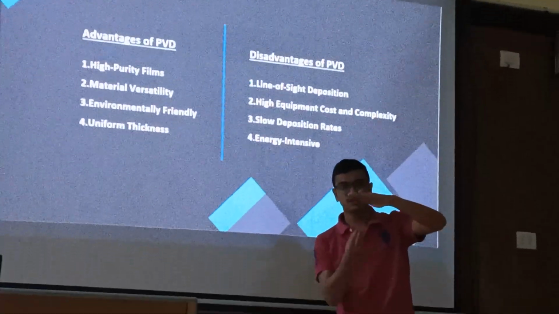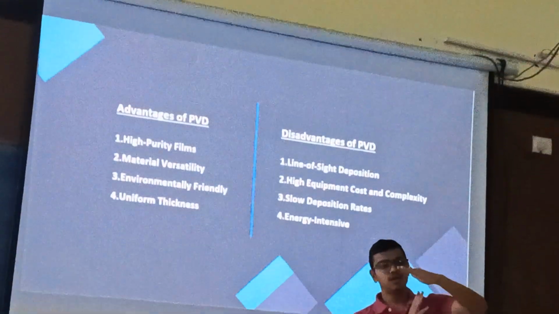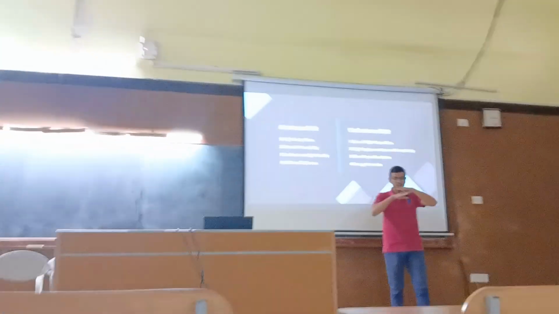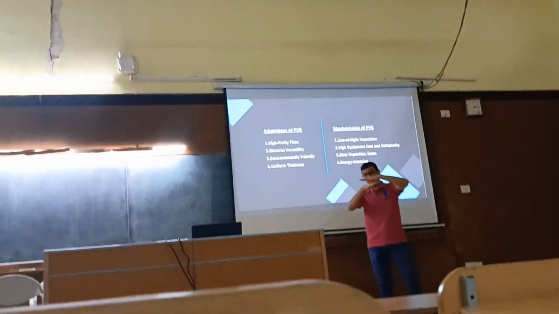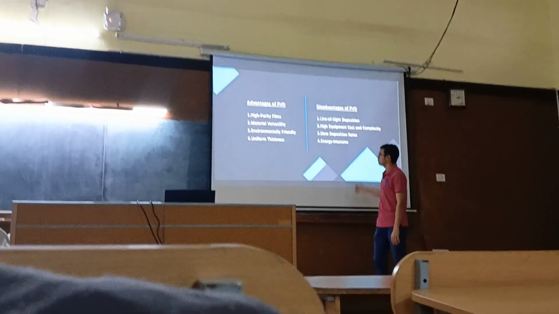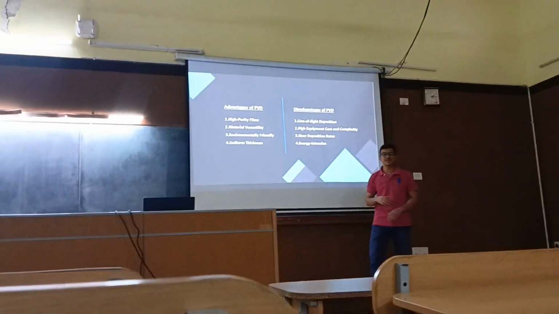The film is directional, and this is not like CVD; it is line-of-sight deposition. When you deposit, it goes straight up. If there are complex 3D structures, it doesn't cover everything on the substrate. Second is the high equipment cost, and the process is very complex.